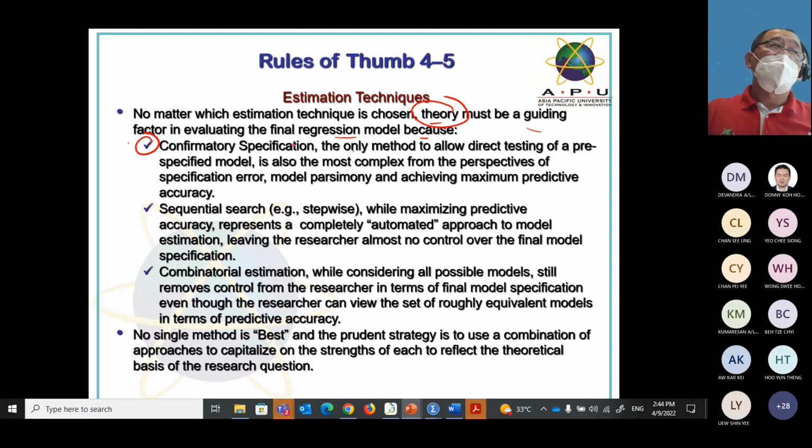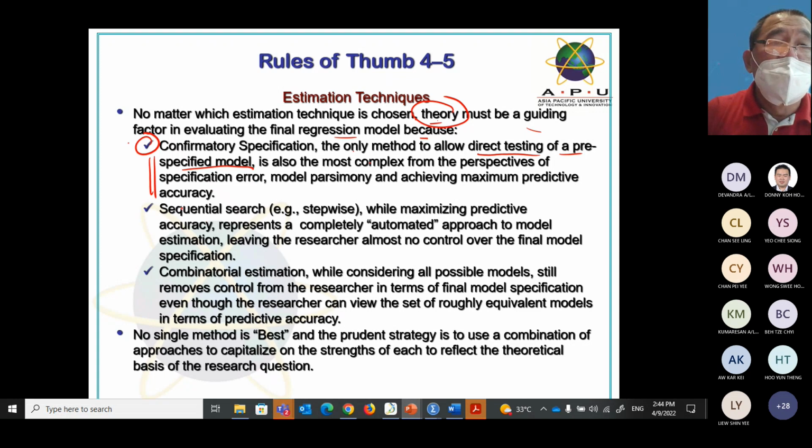You see the first one, discussed a bit just now: complementary specification. You look for a journal or theory, you find some variables, you include them in your model, and you do testing. That's it. You fully control the model. Your model has 5 independent variables. It is the only method that allows direct testing of a pre-specified model, if you specified it earlier.